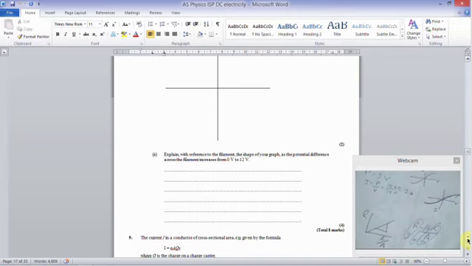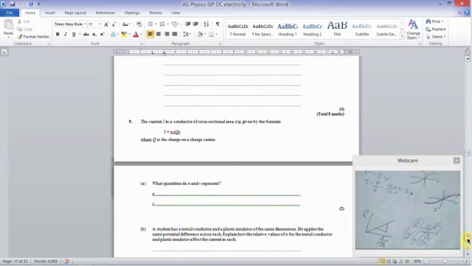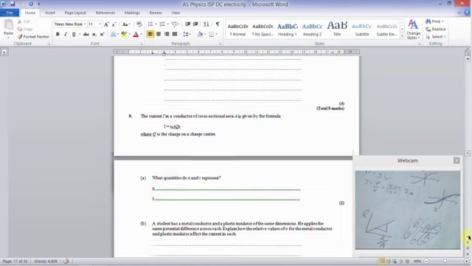Now, you might not have covered this work yet. If you haven't, then don't do it, but if you have, then please do have a go at it. If you haven't, actually, you can still look it up and do it. It's not particularly difficult. Okay, so it's talking about the idea of I equals nAqv. Okay, so that's the drift velocity equation where n is the number of charge carriers, okay, and v is the drift velocity of the charge carriers.